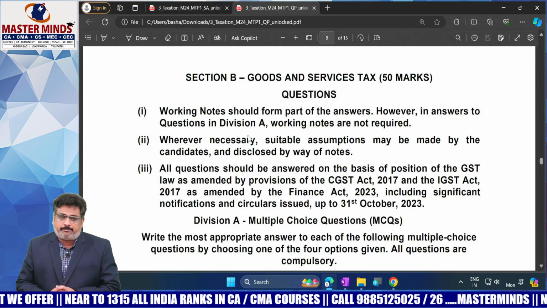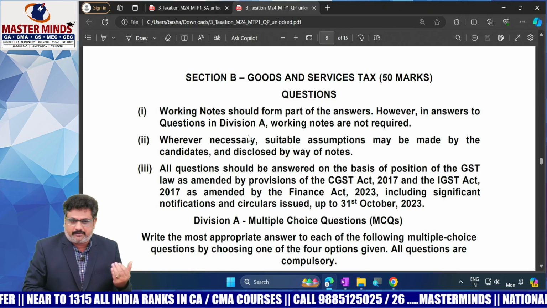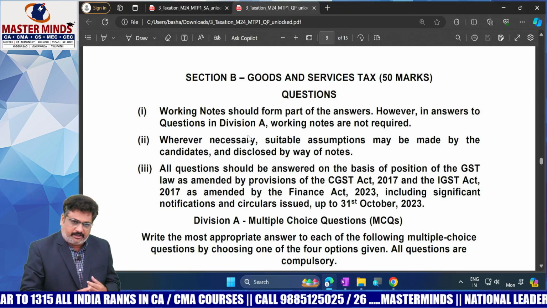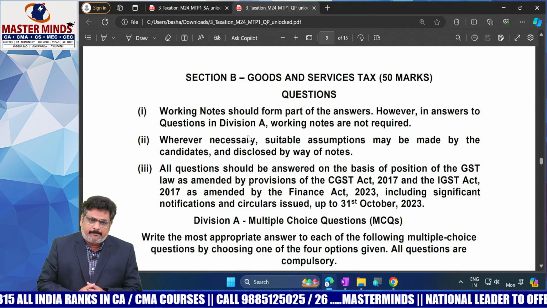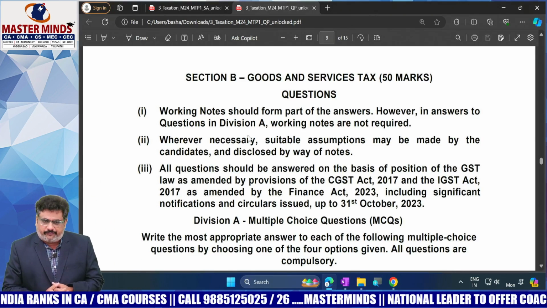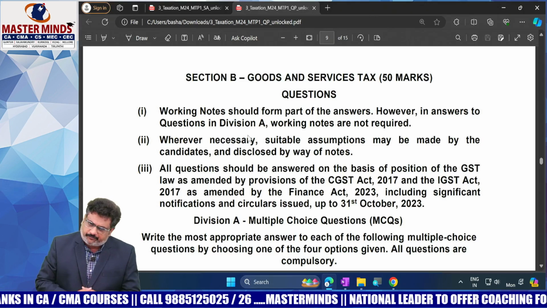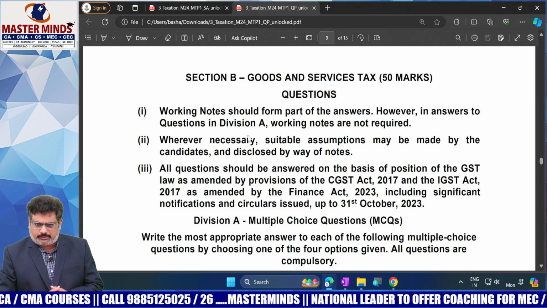Already you know that previously it was 60-40, that is, income tax is for 60 marks, whereas our GST is 40. Now it was changed to 50-50, that means now income tax is for 50 marks, whereas our GST is also for 50.